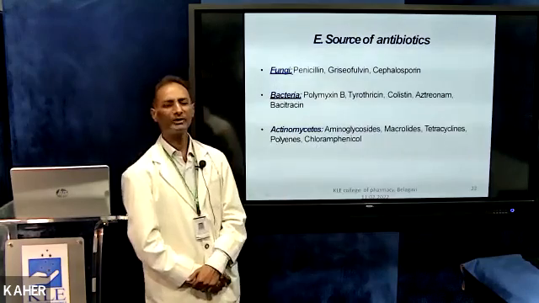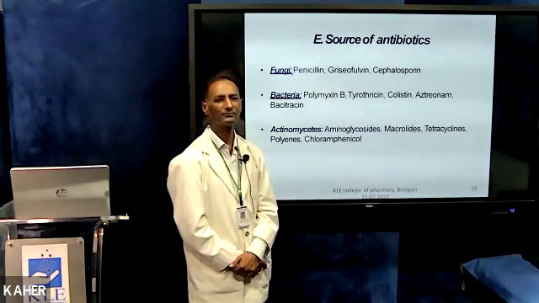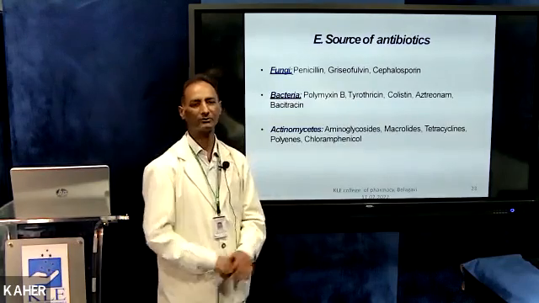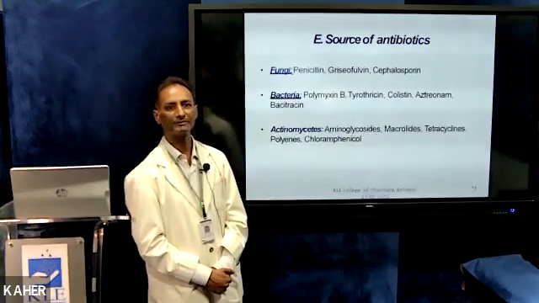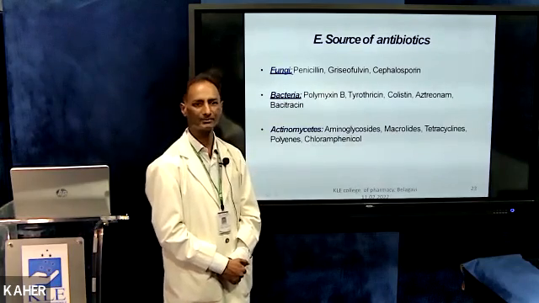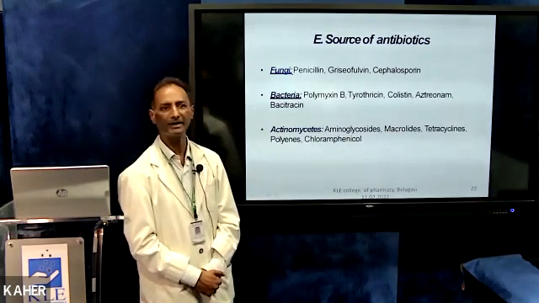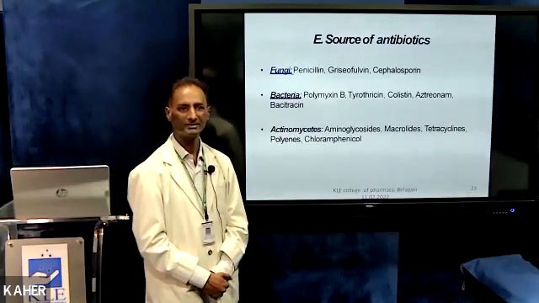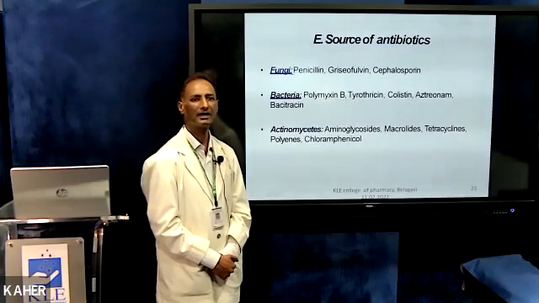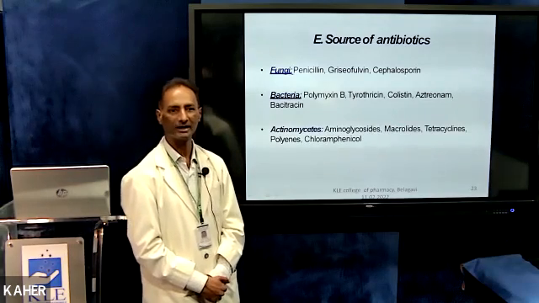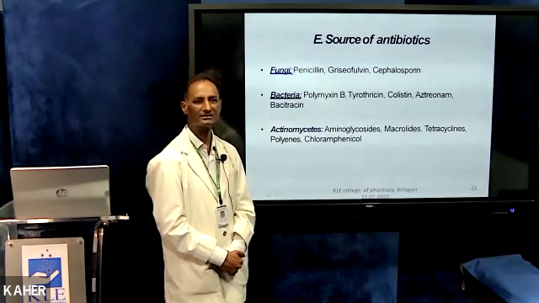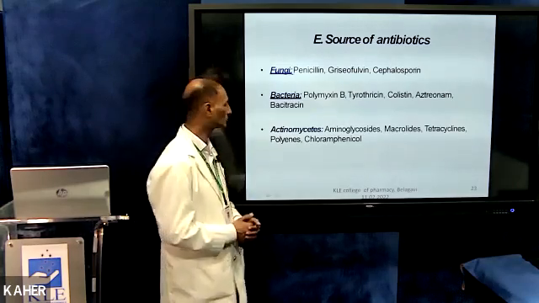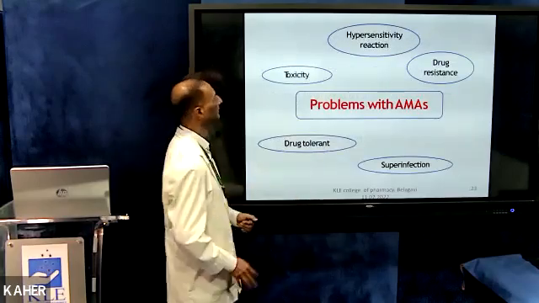Now moving towards the sources of the antimicrobials. From fungi like Penicillium notatum, that is obtained from the soil, fungal sources like penicillins, griseofulvin, cephalosporins, and bacteria like polymyxin B and colistin, bacitracin, and actinomycetes like aminoglycosides, macrolides, tetracyclines, polyenes, chloramphenicol. So these are the derivative sources. From there they will be obtained.